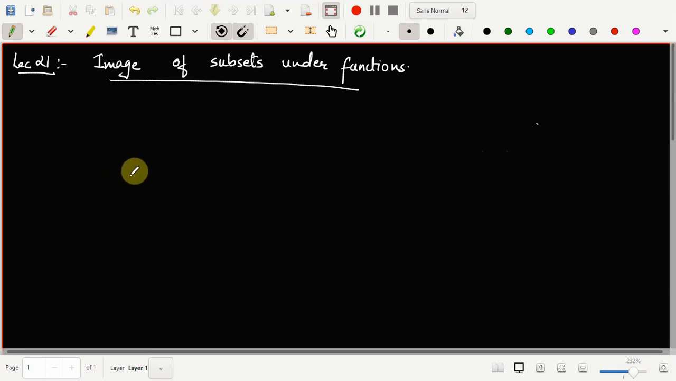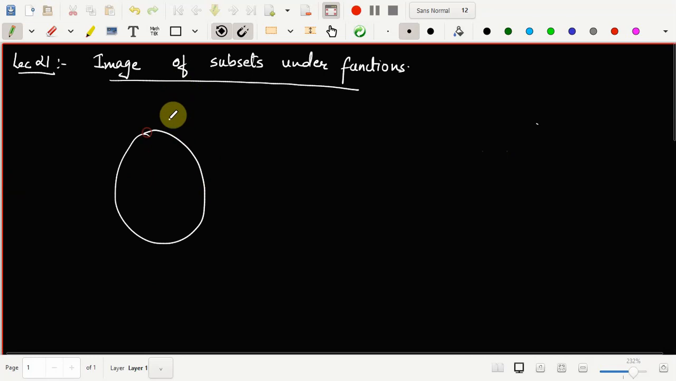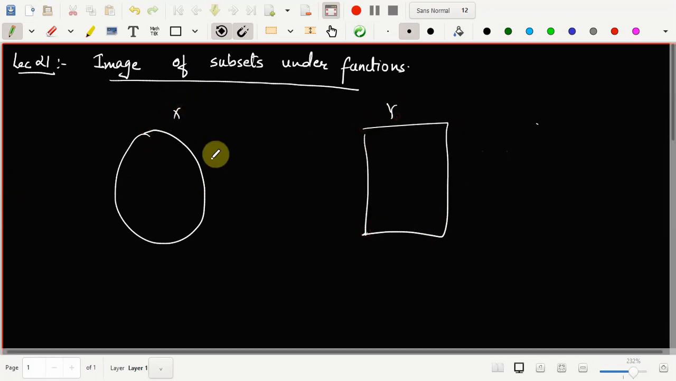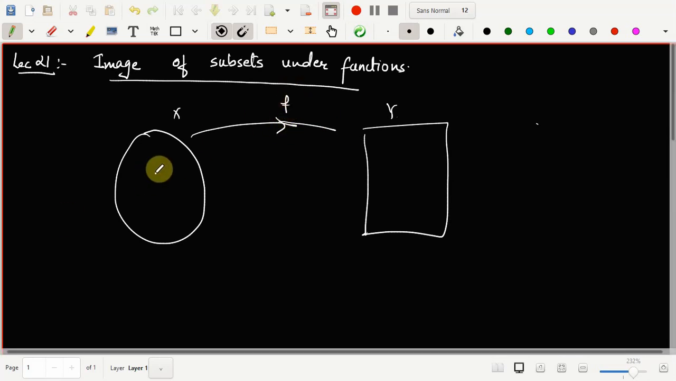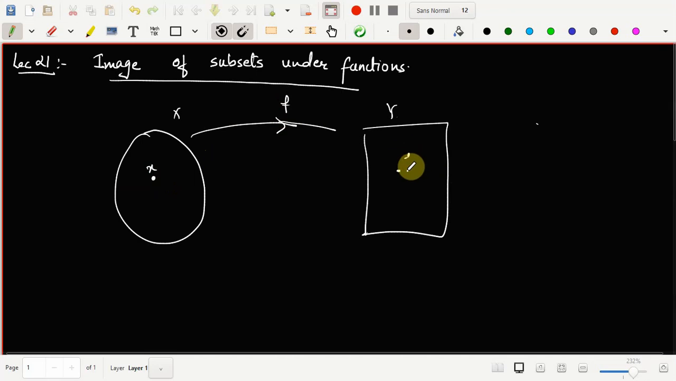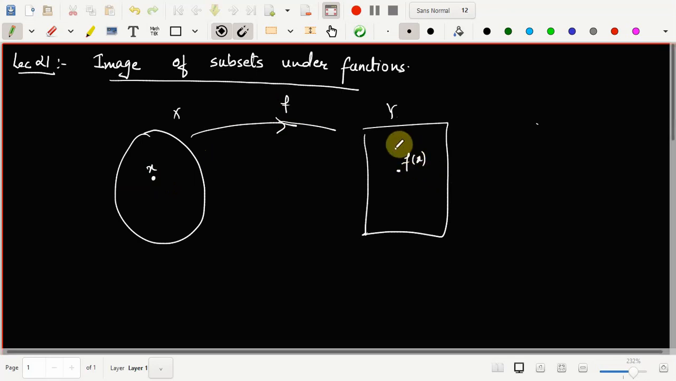So basically, when we have a function from a domain X to a domain Y, we have spoken about the image of a point under function f. So if we have a point x in X, it moves to Y through this f and gets converted to f of x when it reaches Y.